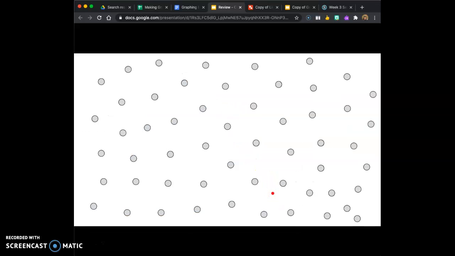Another way to look at it, if you're a visual person, I'm going to skip over this because it takes a long time. I'm limited for time here on this Screencastify, but I'll show it in the next slide.